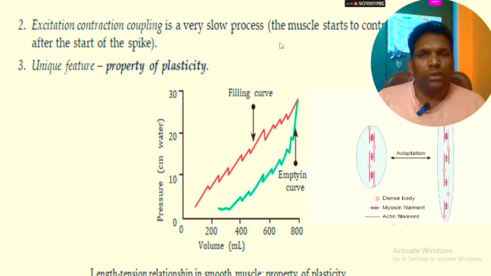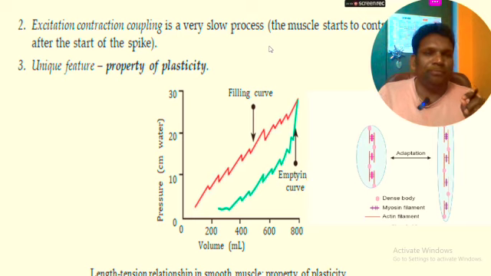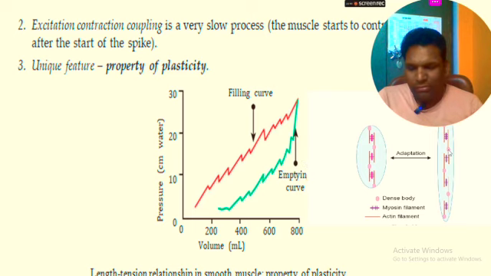The meaning of plasticity is, here there are two diagrams. One diagram represents the length tension relationship in smooth muscle fiber, that is the property of plasticity. See, as the volume increases from 0 to 200, 400, 600, 800, the pressure also builds up, pressure also increases. And see over there, this is called the filling curve.